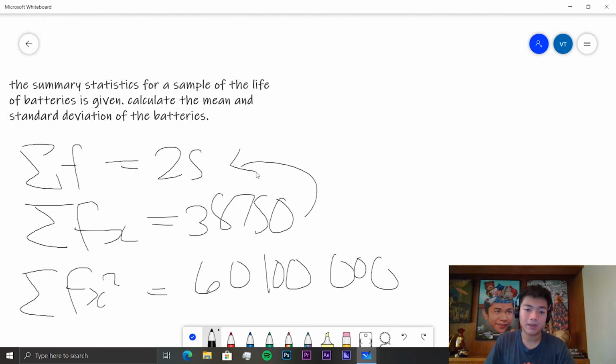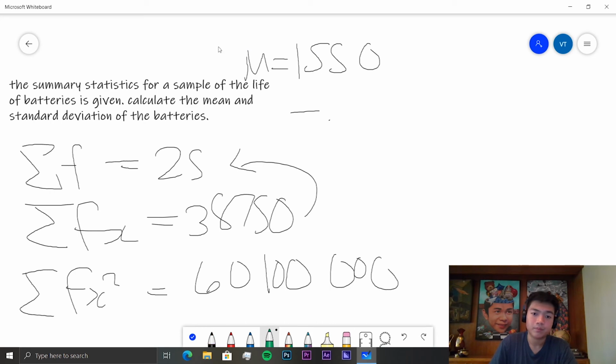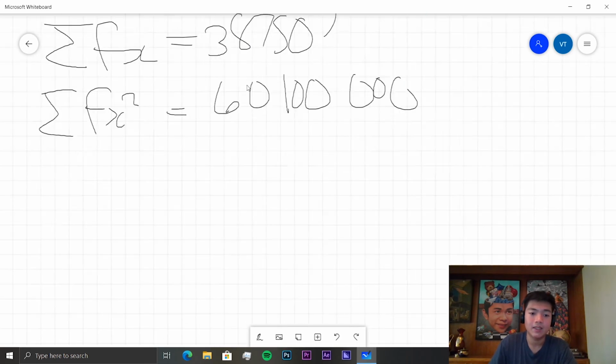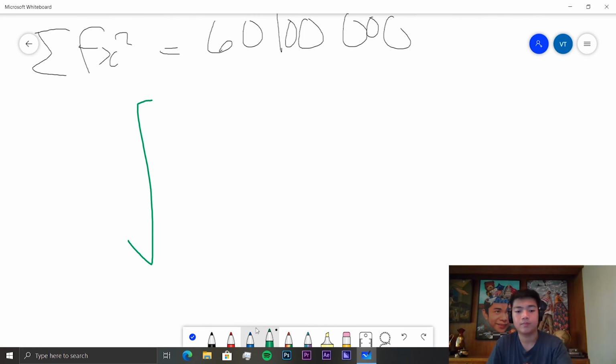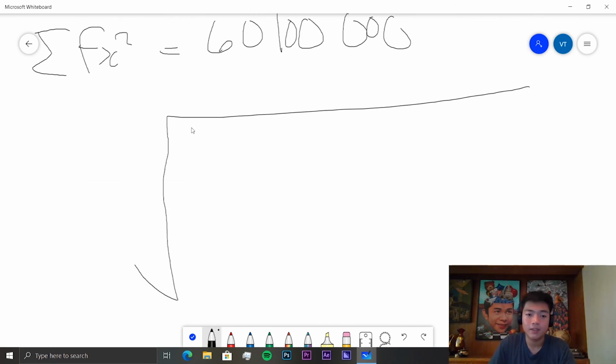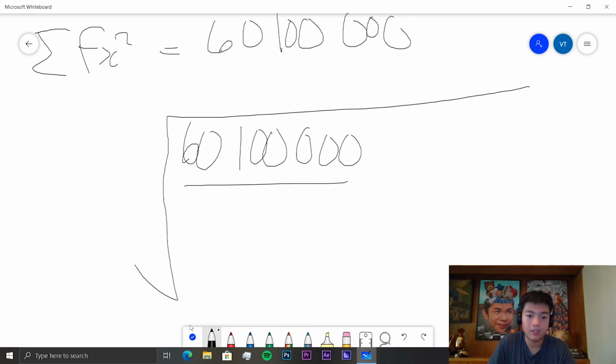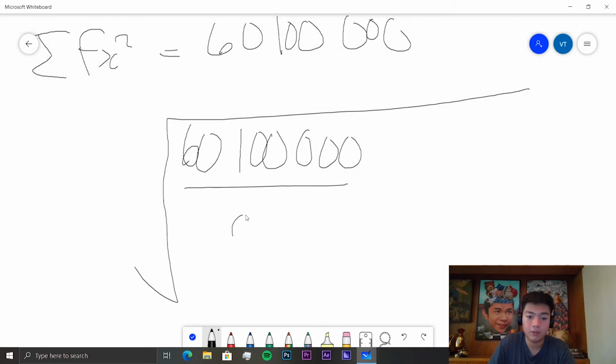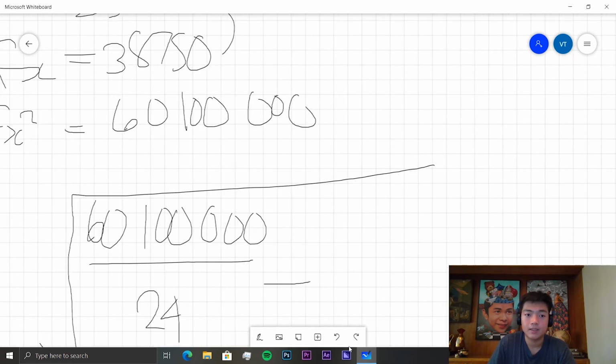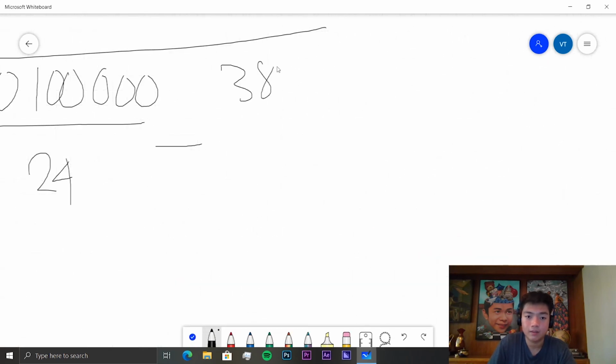Let's get the mean. The mean is simply this divided by that, 38,750 divided by 25, which is equal to 1,550. So we have the mean as 1,550. Finally, let's get the standard deviation by plugging into our formula. We have 60,100,000 over n minus 1, which is 25 minus 1, which is 24, minus 38,750 squared over 24 times 25.